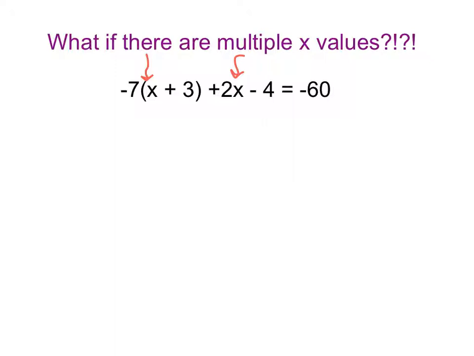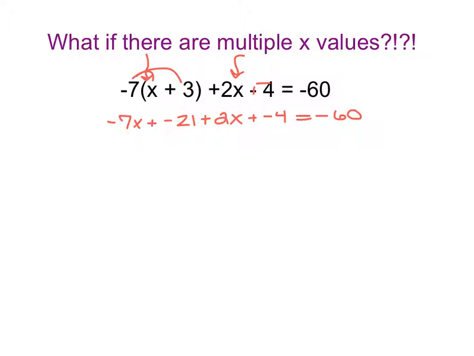Hopefully, your first gut instinct as you look at this problem is telling you that you should distribute, knowing that in order to even start this problem, you want to get rid of the parentheses. And that's exactly where we are going to start. So we're going to start here by distributing out that -7. So we have -7x plus -21, then plus 2x, and here I'm going to use keep change change. So I have plus -4 is all equal to -60. So hopefully that was your first gut instinct, that you decided to distribute.